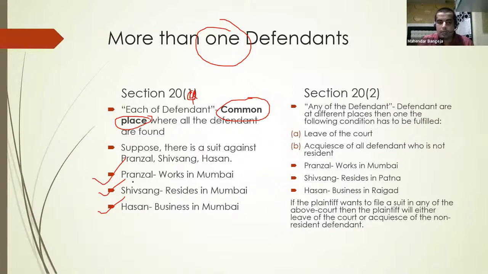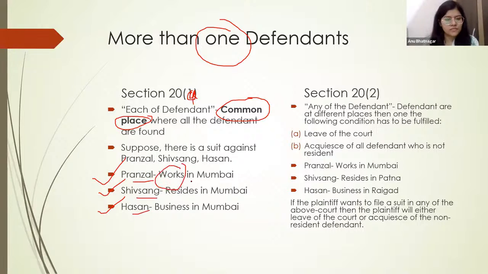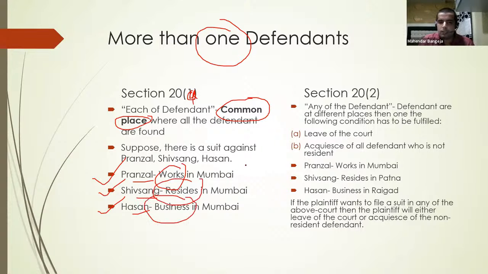Suppose I was to sue Pranjal, Shivsang and Hassan in Mumbai. So I want Pranjal to work in Mumbai, or Shivsang to reside in Mumbai, or Hassan to have a business in Mumbai. And now since all of these guys are found in Mumbai, so this clause will be applicable and I can sue them. So all have to be found in one common place. That is the reason they have used the words each of the defendant.